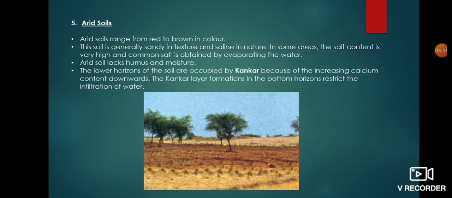The lower horizons of the soil are occupied by the kankar because of the increasing calcium content downward. The kankar layer formation in the bottom horizons restricts the infiltration of water. But after proper irrigation, these soils become cultivable, as has been done in the case of Western Rajasthan.